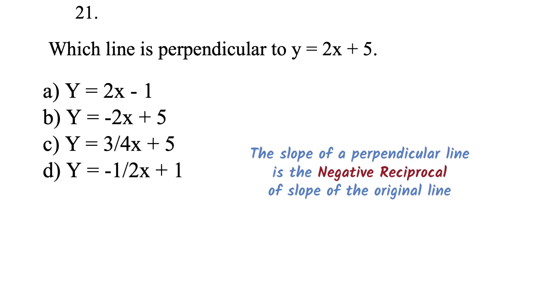The slope of a perpendicular line is the negative reciprocal of the slope of the original line. The reciprocal of a number is basically flipping the numerator and denominator. So 3 over 4 will be 4 over 3. Here, we know the slope of the question is 2. Since this is in the slope-intercept form of the equation of a line, please revise question 14 and 15 if you have forgotten the slope-intercept form.